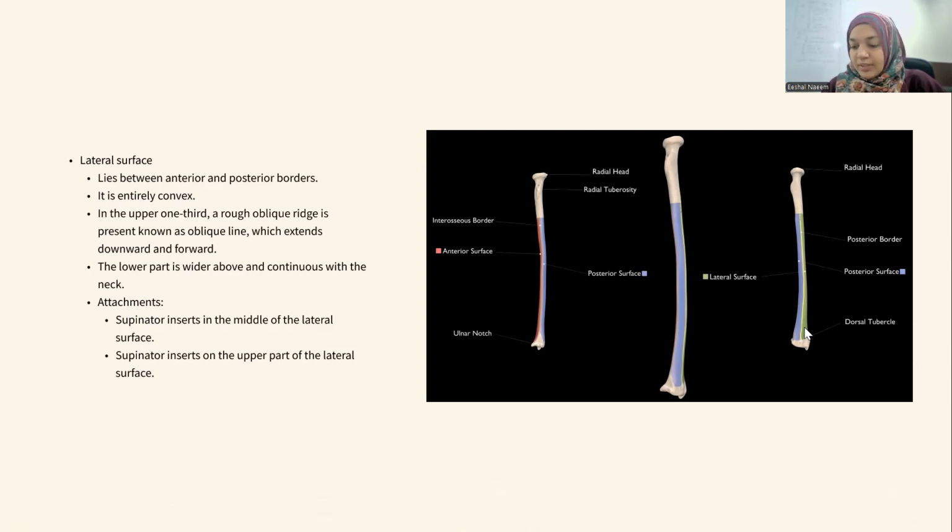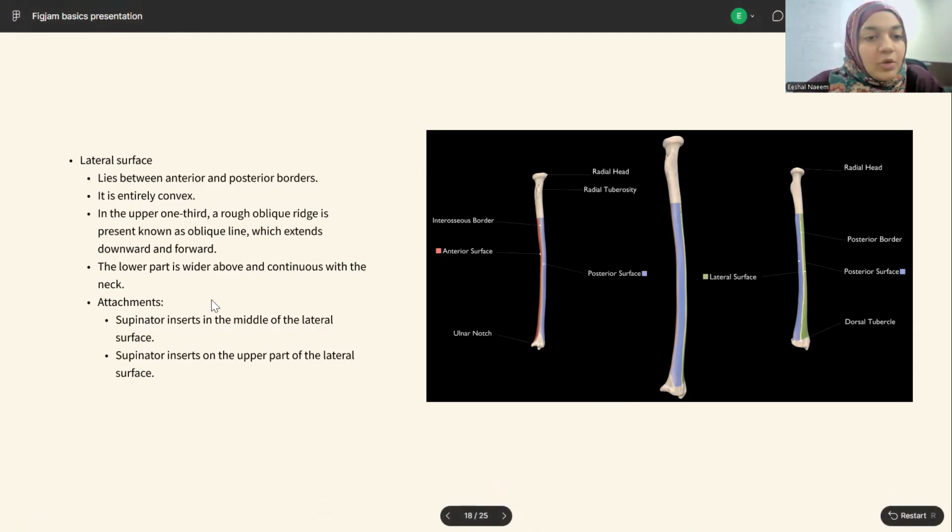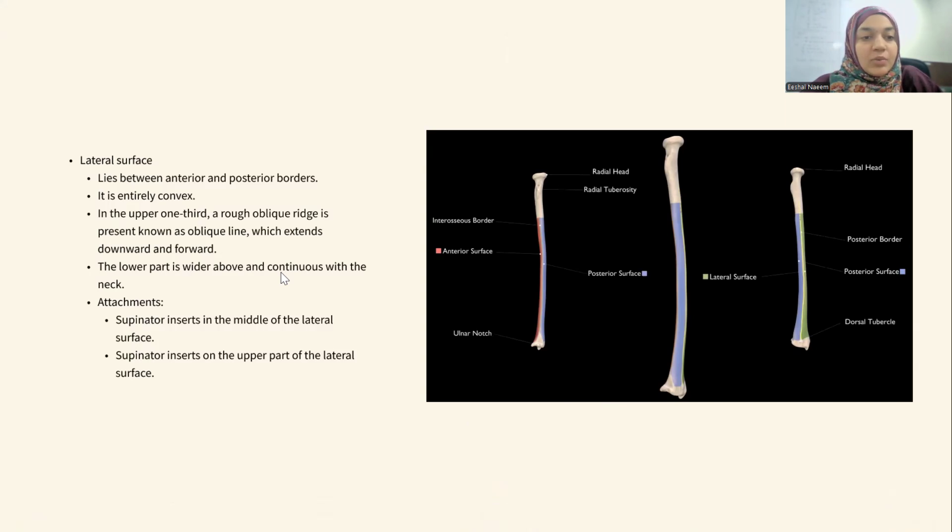I'll just show it to you. This is the anterior oblique line, which I've already shown you. Now I'm going to show you the oblique line that is present on the lateral surface. Actually, I can't really see it on this bone. I think it's because it's synthetic, but we can just imagine it, right? The lower part is wider above and continuous with the neck attachments.